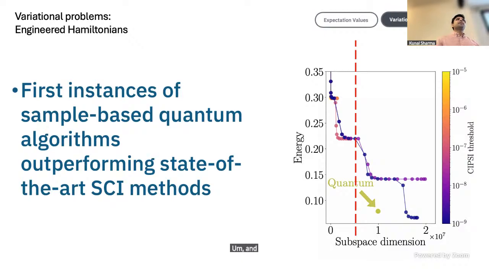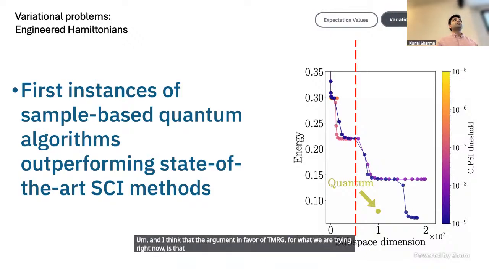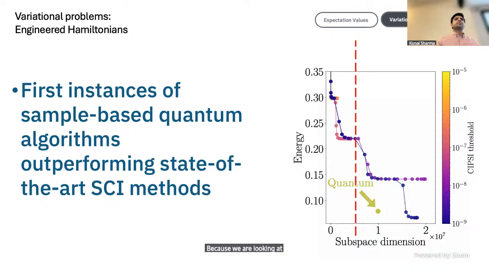And I think the argument in favor of DMRG for what we are trying right now is that, because we are looking at some sparse representation of the ground state, maybe that can be well approximated by an MPS, right? Then the question is, could you find such a representation? DMRG is supposed to work for 1D Hamiltonians quite well. We are throwing these problems for 2D Hamiltonians. We have some instances where DMRG is also struggling, but running them on the device is a challenge right now because of the depth requirement.